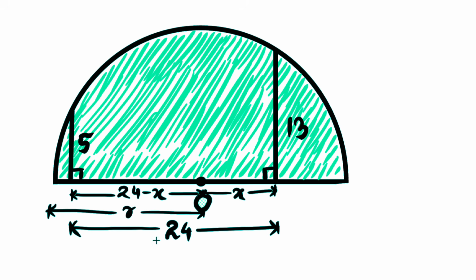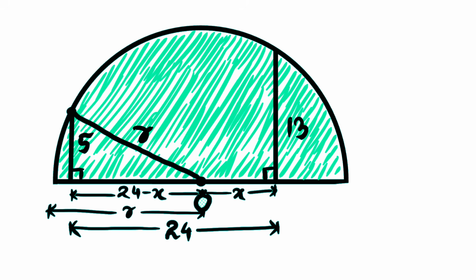Notice that we are simply splitting that total distance of 24 into 2 parts. One part is x, and the other part is 24 minus x. Together, they give 24. Now, connect the center O to the top of the left vertical segment. This new line reaches the curved boundary of the semicircle, so it is a radius. Therefore, its length is r.